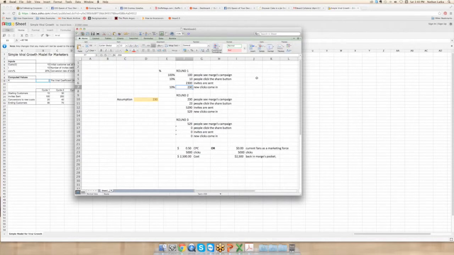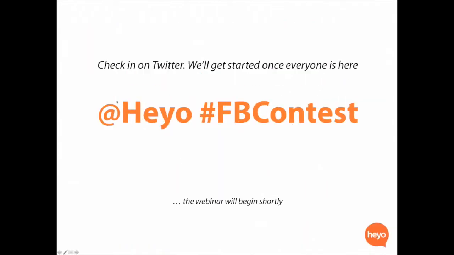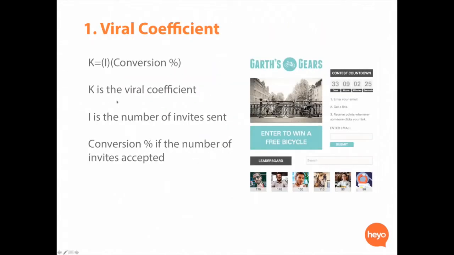And remember, the viral coefficient equation that we're working with is K equals I times conversion rate. So if I is equal to 200 invites going out and conversion rate is 10%, that means K is equal to 20. That's hugely viral, hugely viral.